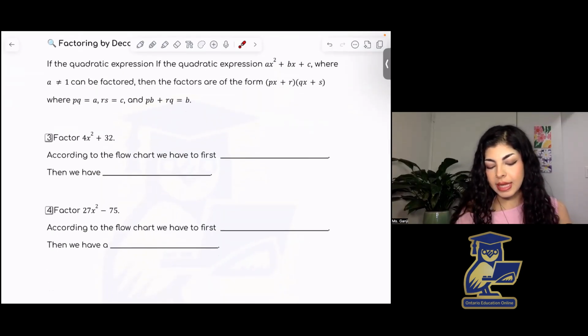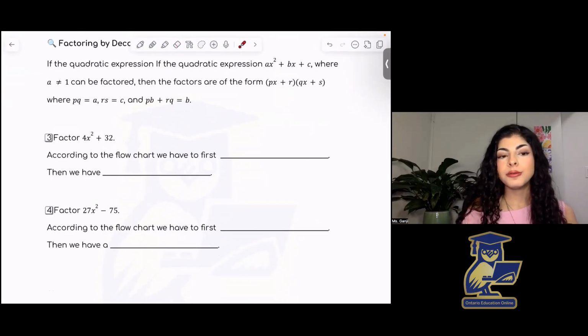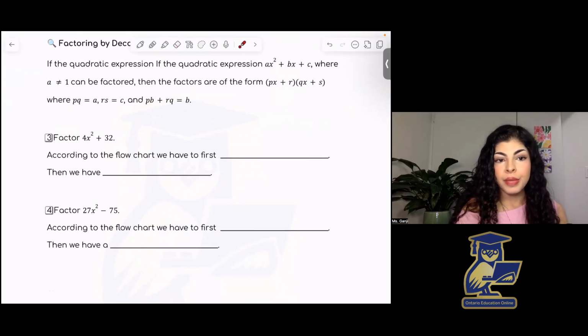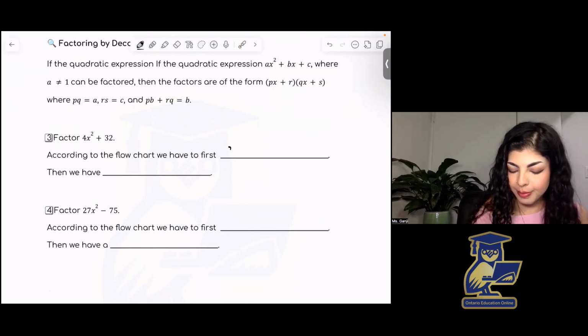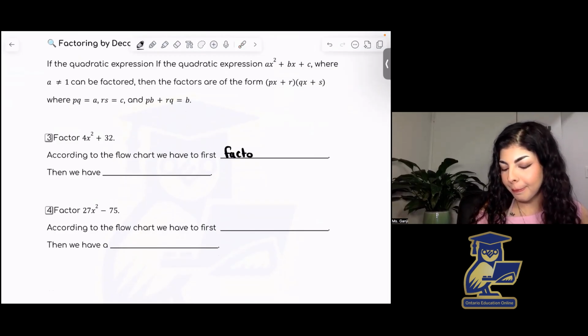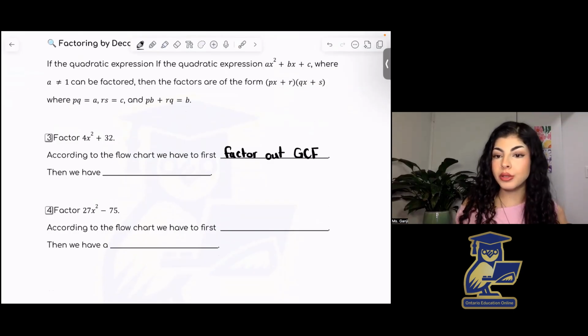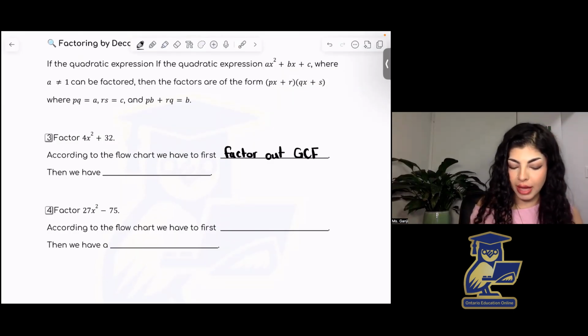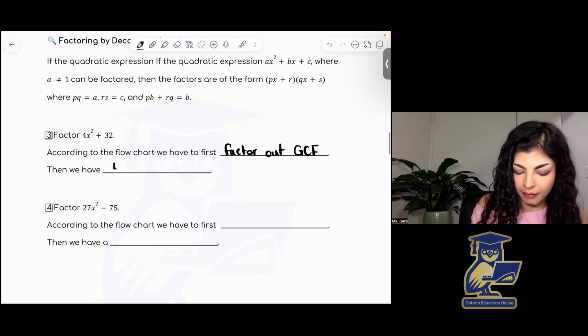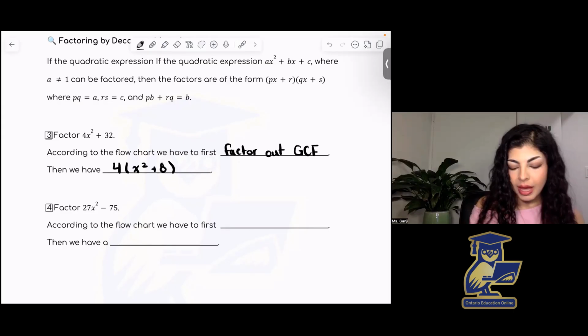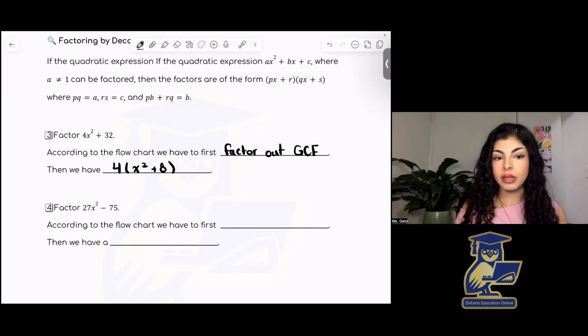Moving on to our next example, factor 4x squared plus 32. So according to the flowchart, we first have to factor out the greatest common factor because here 4 and 32 are both divisible by 4, so we can actually factor that out. So then we have 4 times x squared plus 8.